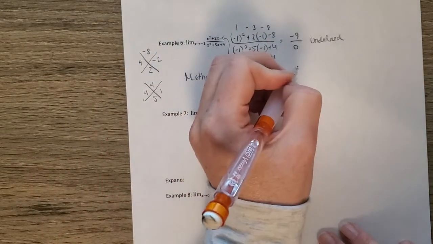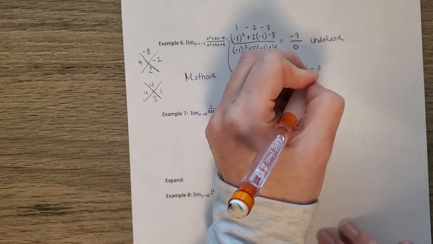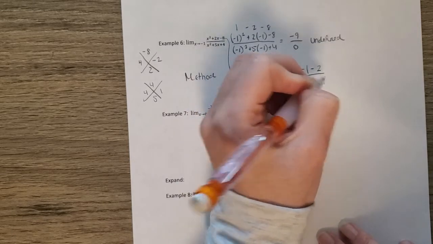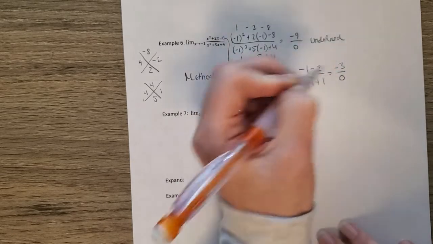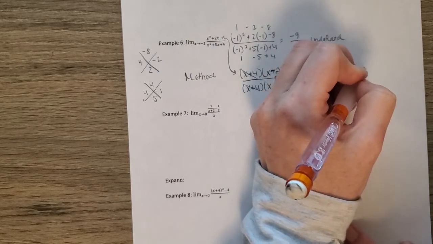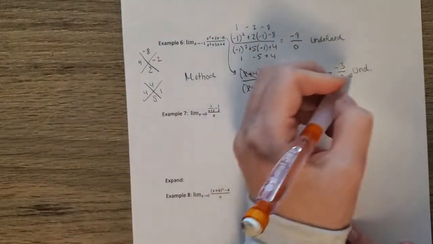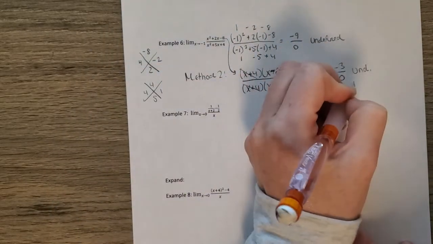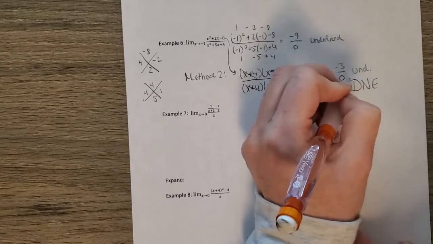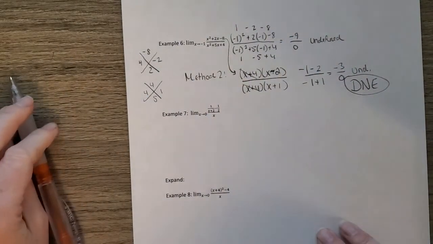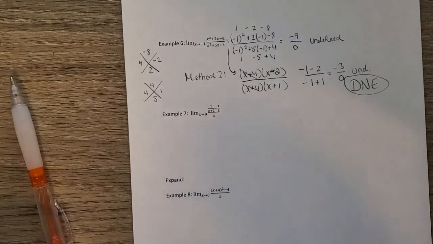Let's substitute in negative 1. So we have negative 1 minus 2 over negative 1 plus 1. Negative 3 over 0. The answer is still undefined. If it's still undefined after method 2, then the answer is DNE, it does not exist. Once again, you could also try graphing this with Desmos.